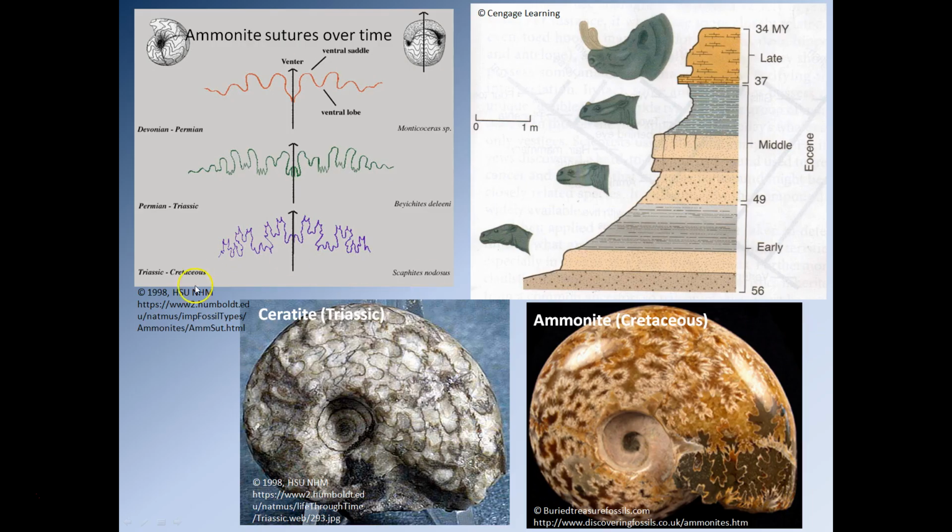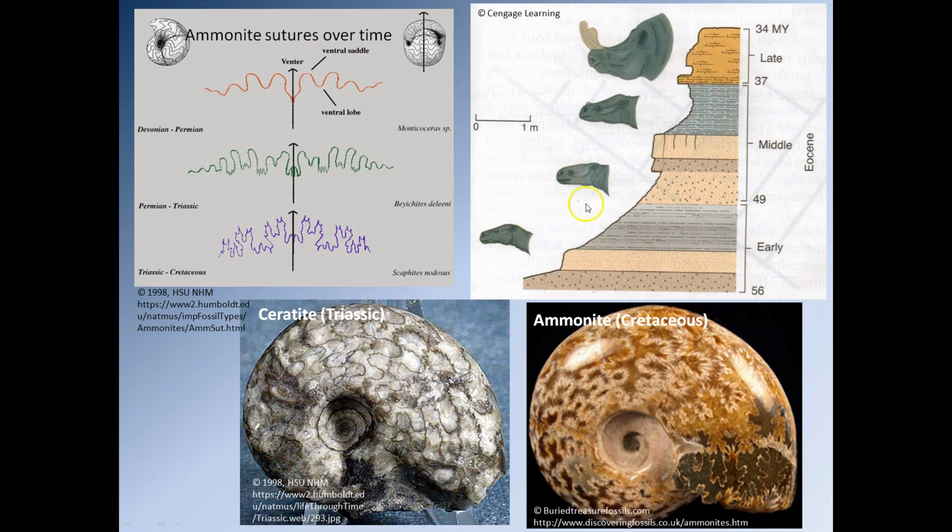So here we go. So here is an ammonite from the Triassic, and here's an ammonite from the Cretaceous. And you'll see, although the basic shape is the same, you'll notice that these suture lines, these marks here, are getting more and more convoluted, more and more complex. And so that tells us that this is essentially a later ammonite compared to this one here.